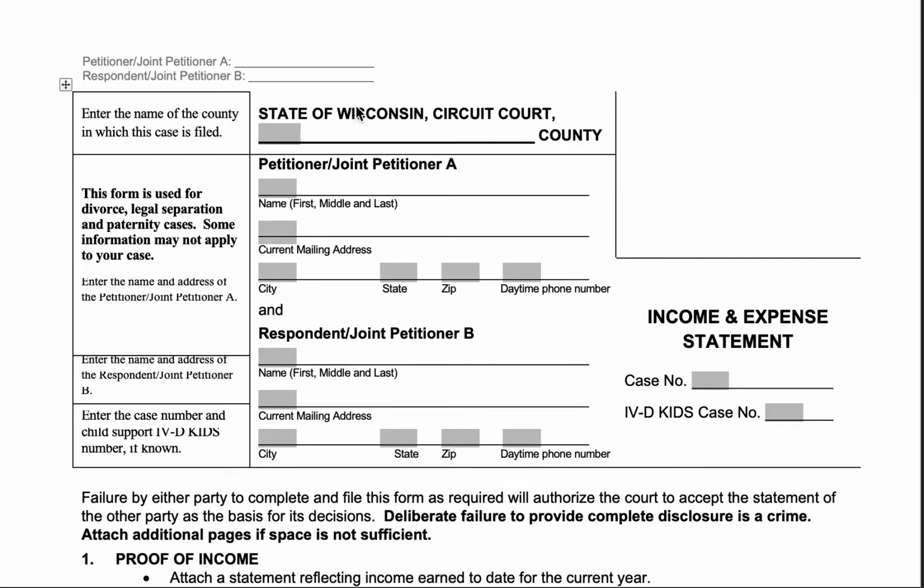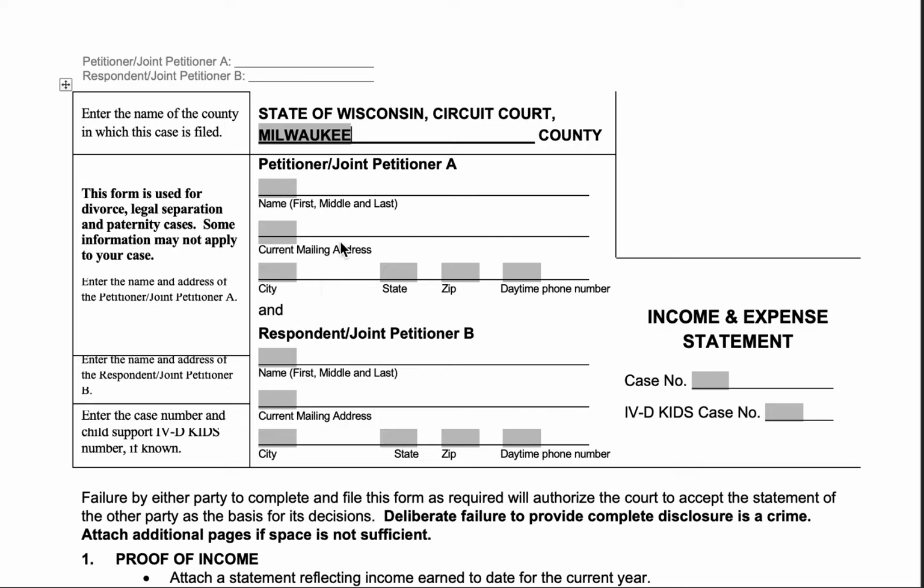So as with most of our forms, we're going to begin at the top of the document in the caption. And this very top line is for the county. So we'll put the county where your case is located. For us, that's going to be Milwaukee. And then for the caption, your caption should be the same as the caption was in your original case.